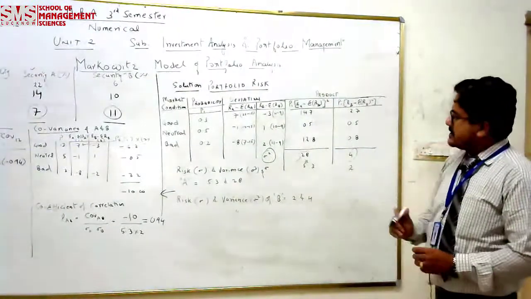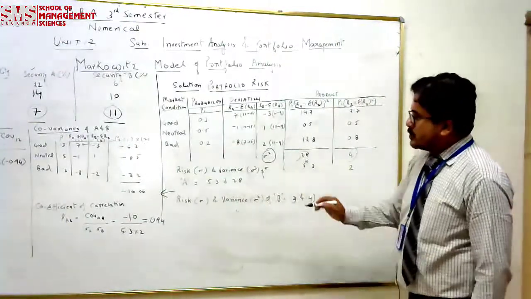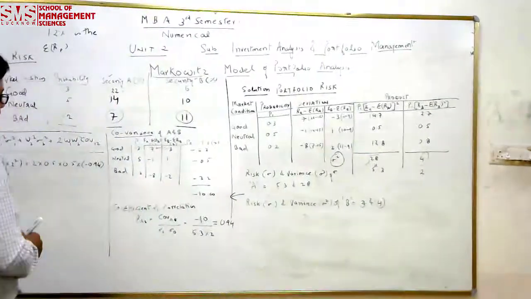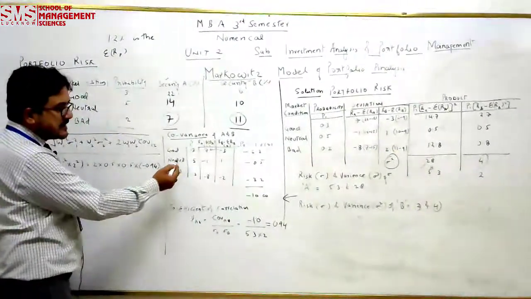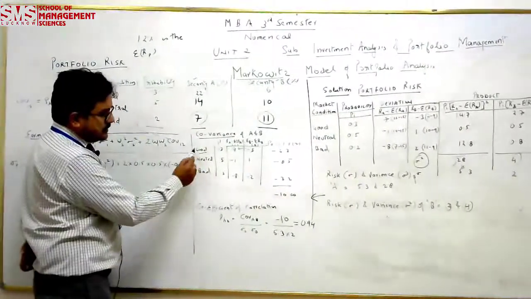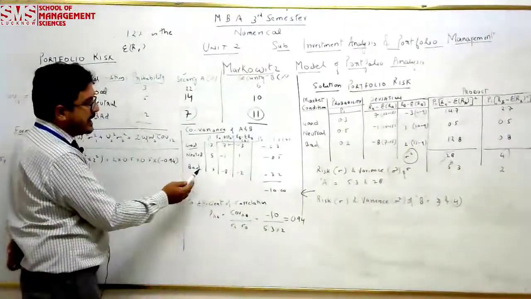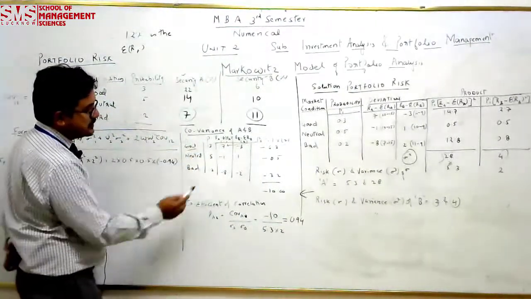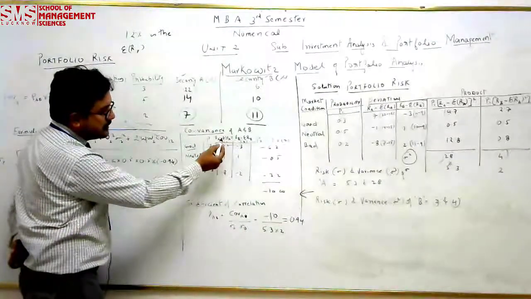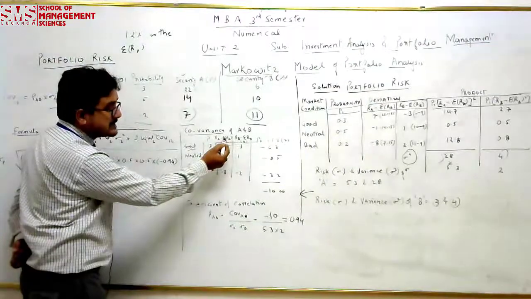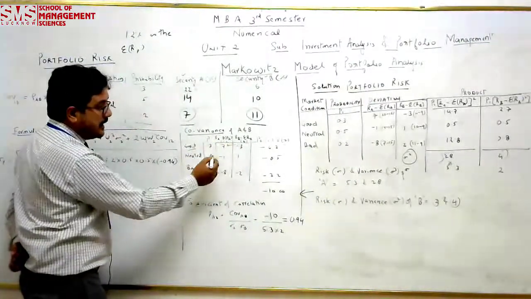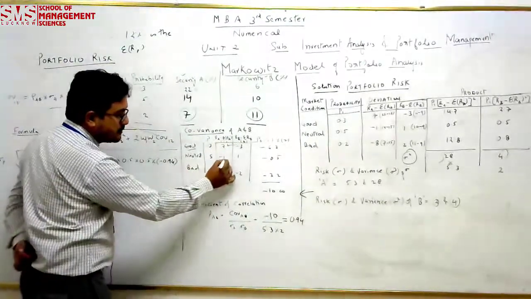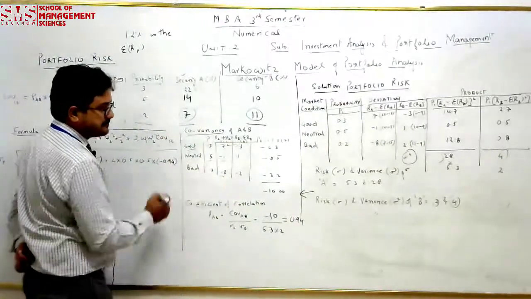Now use this data to calculate the coefficient of correlation. For finding the coefficient of correlation, we have a table. In this table there are three cases: good, neutral and bad as above, with probabilities 0.3, 0.5, 0.2 similar to this. Now RA minus the expected return of A, that is 7, then -1 and -8.